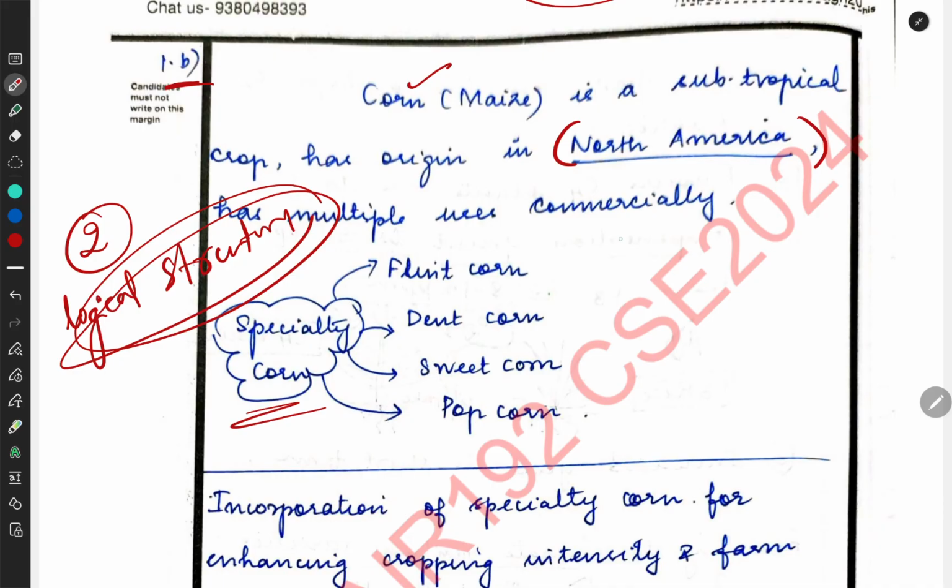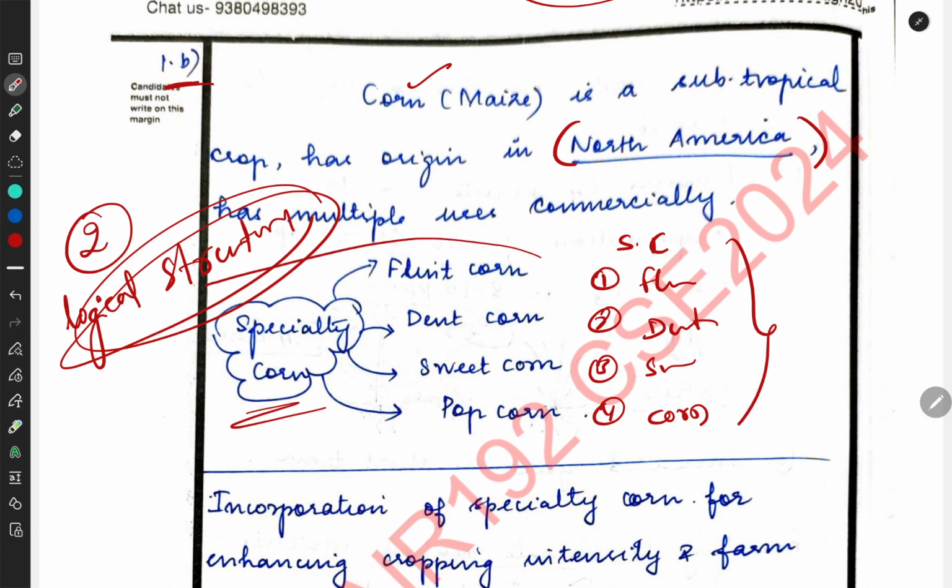So how will a normal student write specialty corn? Point 1, flint corn. Second one, dent corn. Third one, sweet corn. Fourth one, popcorn. This is how a normal student will write. But look at the topper. She represented it in a flowchart format, right? So this is the point you need to include in your answers. That's the point I'm explaining here, right?